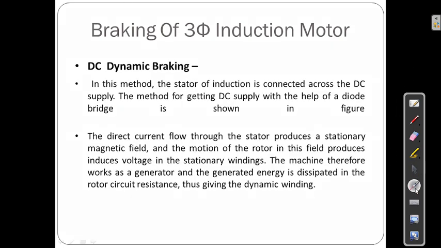And the DC dynamic braking. In this method, the stator of the induction motor is connected across the DC supply. The method for getting a DC supply is with the help of a diode bridge. The direct current flowing through the stator produces a stationary magnetic field, and the motion of the rotor in the field produces an induced voltage in the rotor winding. The machine therefore works as a generator, and the generated energy is dissipated in the rotor circuit resistance. That is what gives the dynamic braking.